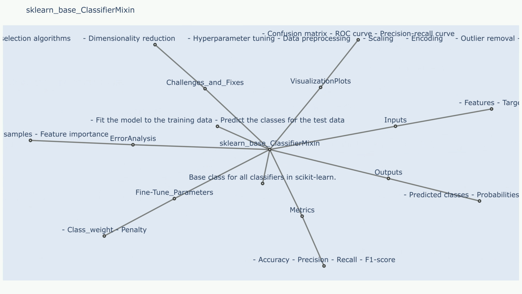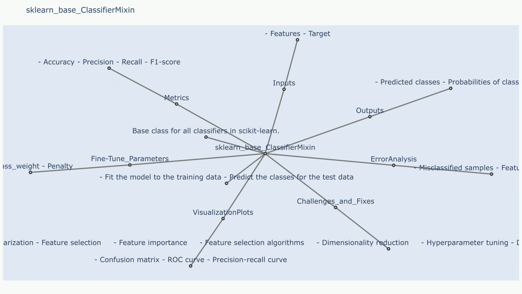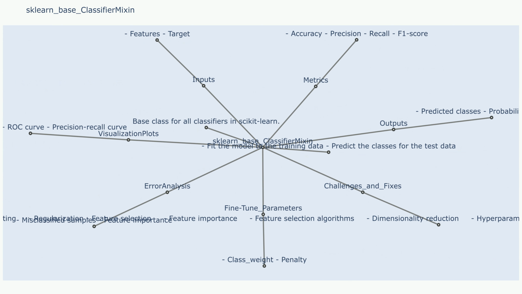Visualization plots. Confusion matrix. A visual representation of the classification results, showing the number of true positives, true negatives, false positives, and false negatives. ROC curve. A plot showing the trade-off between true positive rate (sensitivity) and false positive rate (1 - specificity) for different classification thresholds. Precision recall curve. A plot showing the trade-off between precision and recall for different classification thresholds.